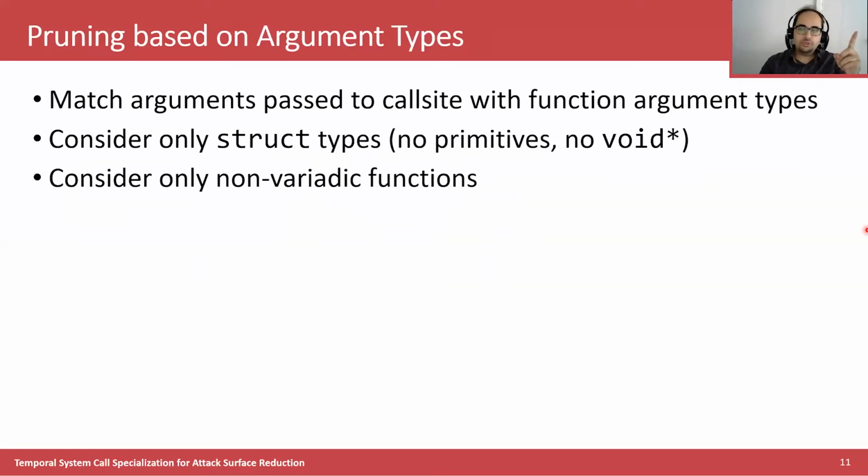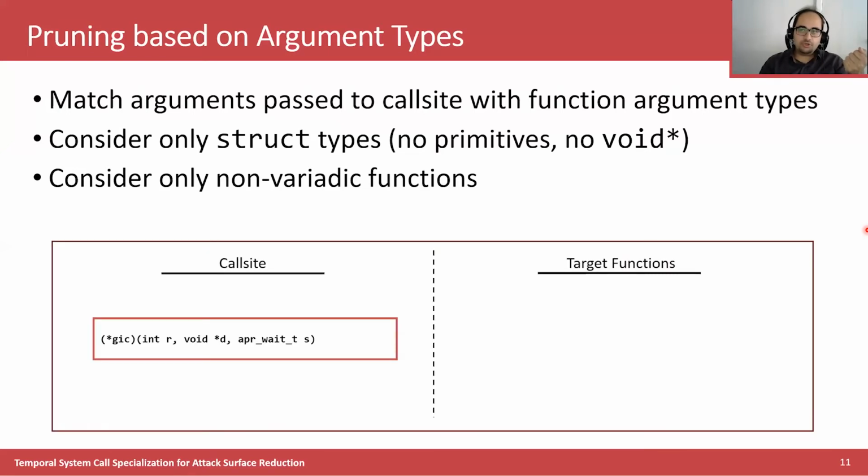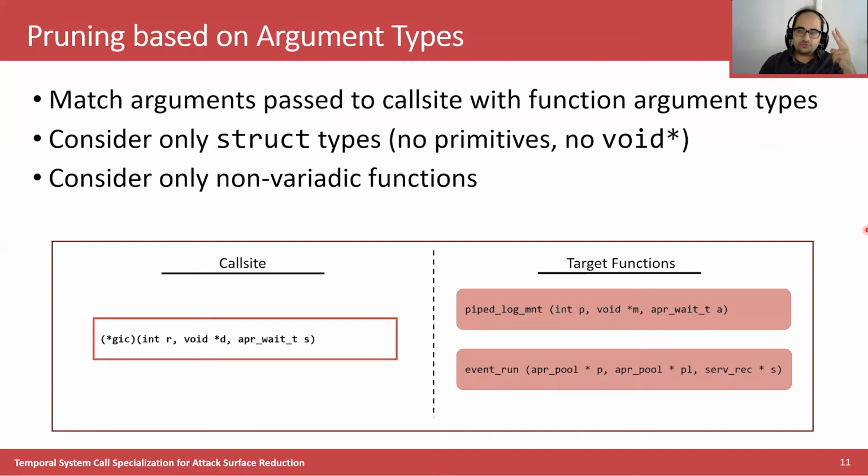Our first pruning-based technique is based on argument types. We match the arguments passed to the call site with the argument types of the function. We only consider struct types, no primitives and no void star, and we only consider non-variadic functions. If we look at an example from Apache, we have a call site which takes three arguments: int r, void star d, APR wait ts. SVF gives two target functions for this call site, pipe log maintenance and event run.